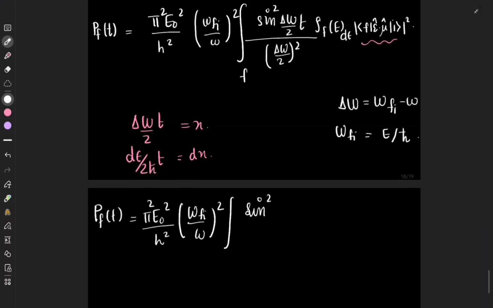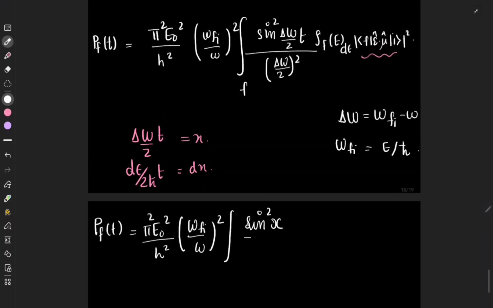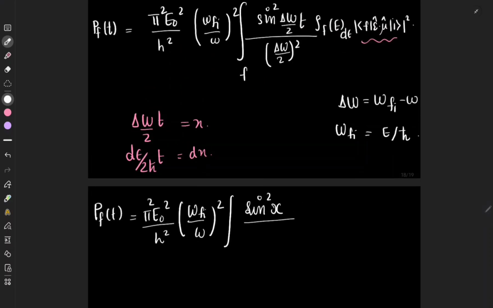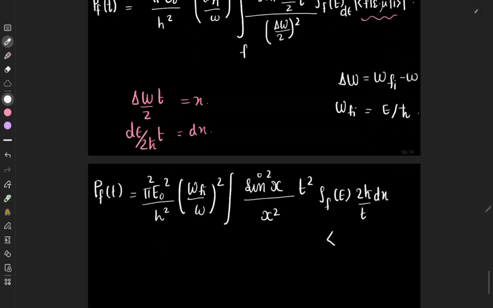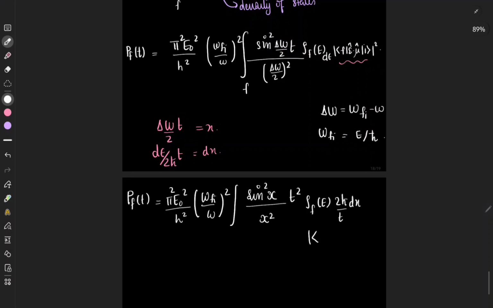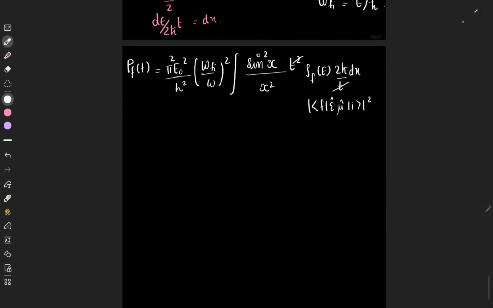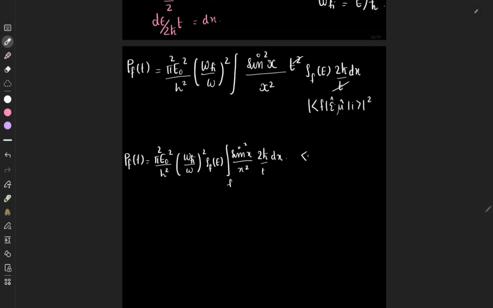So, simple substitution: sine square x by T square x square, then rho f of E, this should come outside the integral. I'll just rearrange 2h cross by T dx, right? And then you have to rewrite the TMI. Now this T and this T cancel and you'll get this equation to be like this: 2h cross T dx and the TMI.